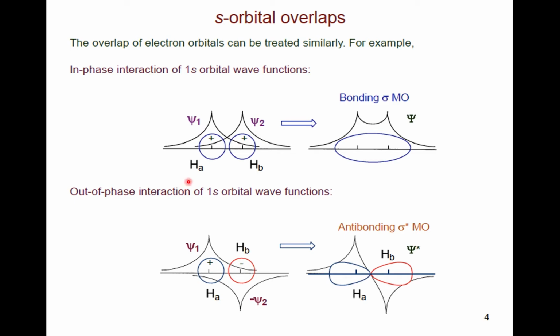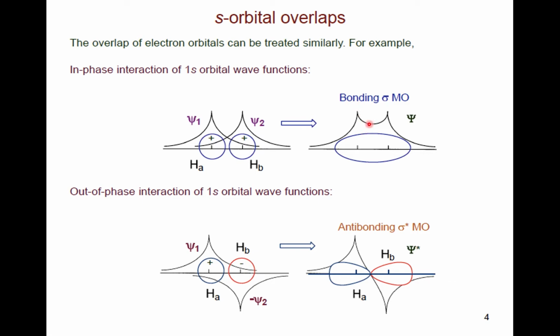So here are two hydrogen 1s orbitals. We have one centered here and one centered here. We'll call them A and B. They can interact with one another in a constructive way to form a bonding molecular orbital. This is called a sigma bond. You're used to that terminology. We will really soon see where that comes from. It comes from group theory.